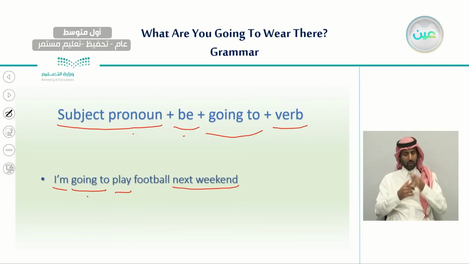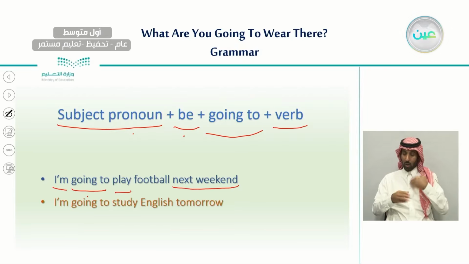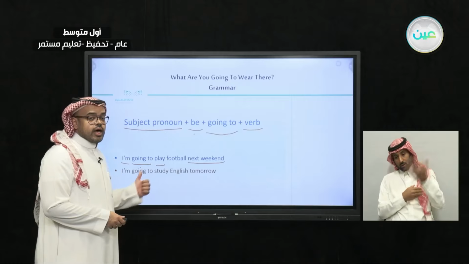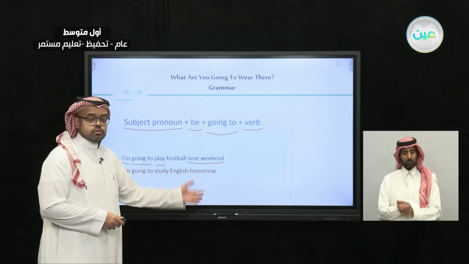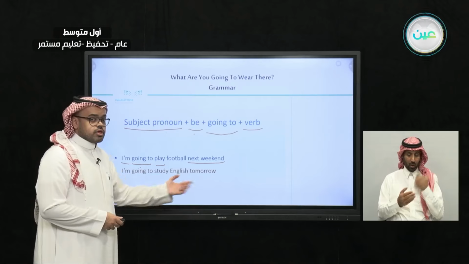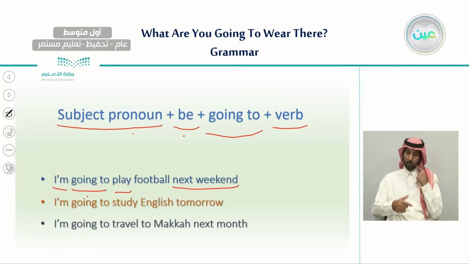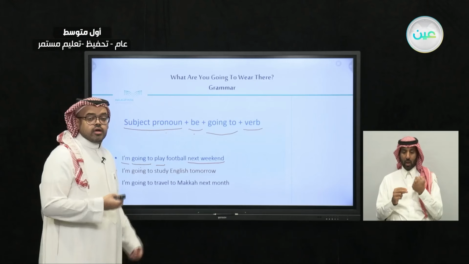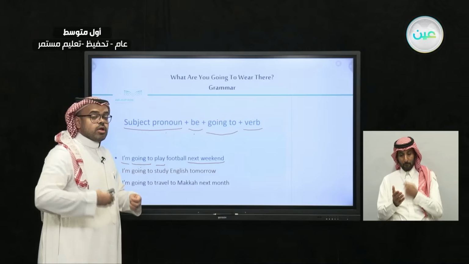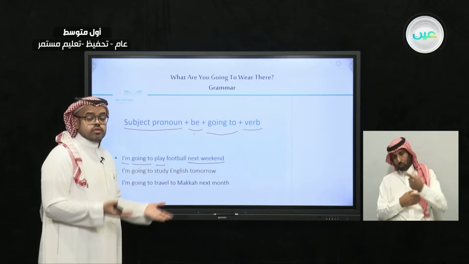Not only this, but I am going to study English tomorrow. Here I used another time expression. And also, I am going to travel to Mecca next month. So as you can see from these examples, I have written three examples about the things that I want to do in the future.